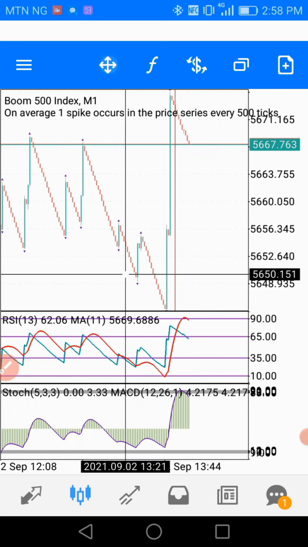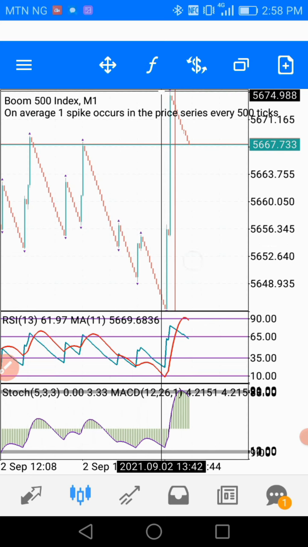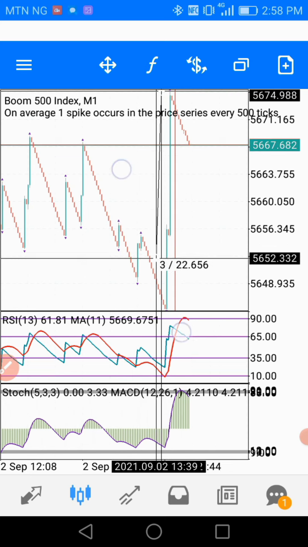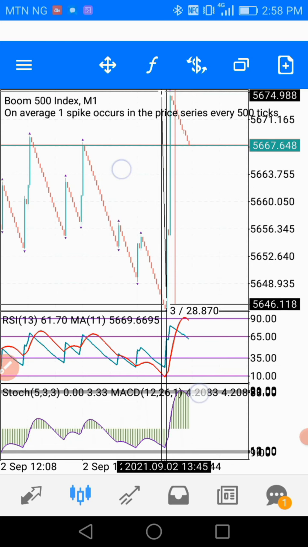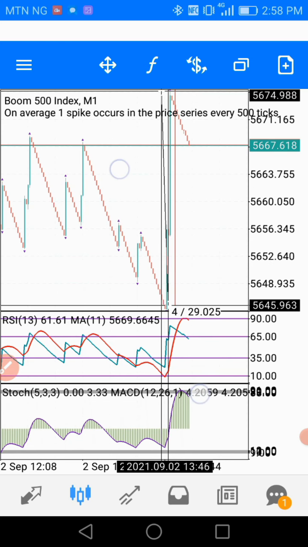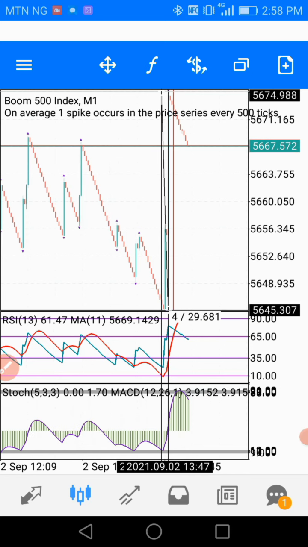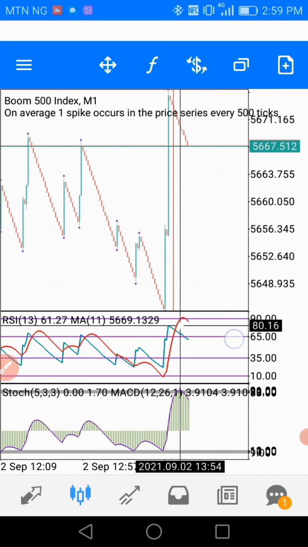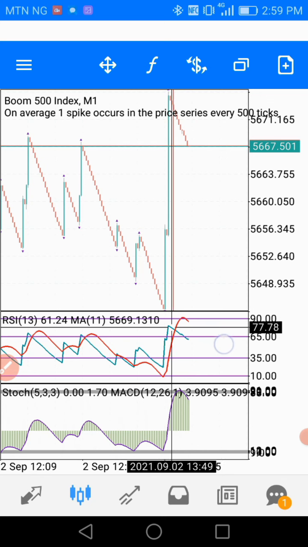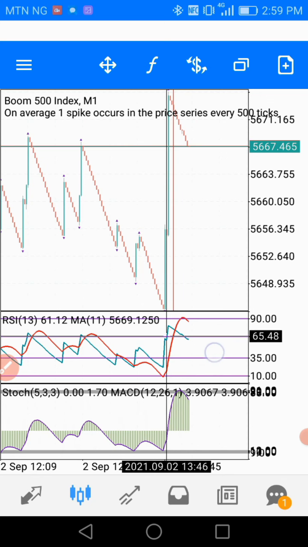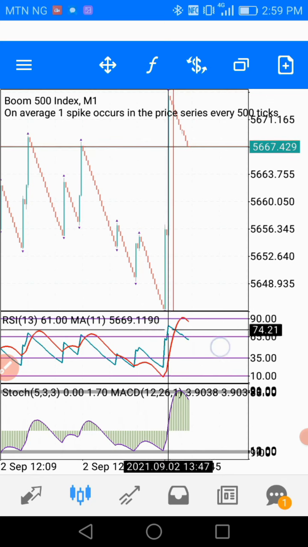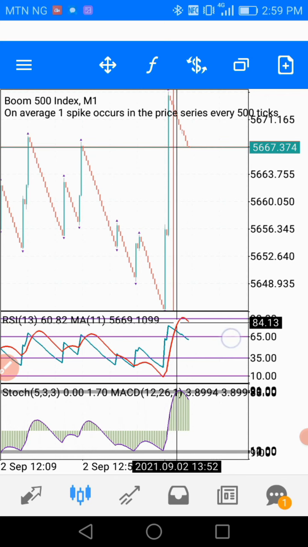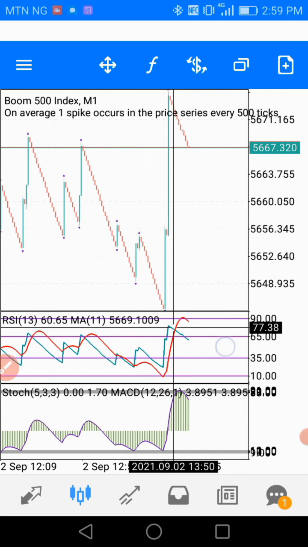So first things first, look out for a spike like this. Whenever it spikes, check the pips made by these two spikes, which is over 29 pips. That's the first condition. After that, you look at the first indicator window for a cross between the moving average and the relative strength index. Remember that the moving average is the red color line, and the relative strength index is the blue color line.